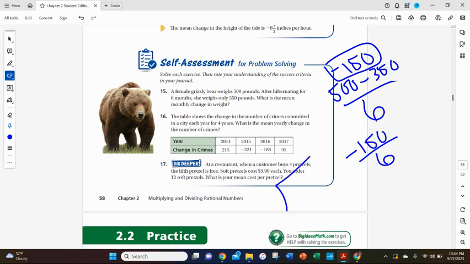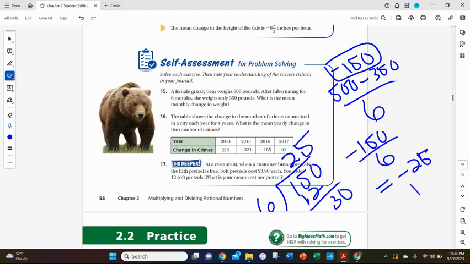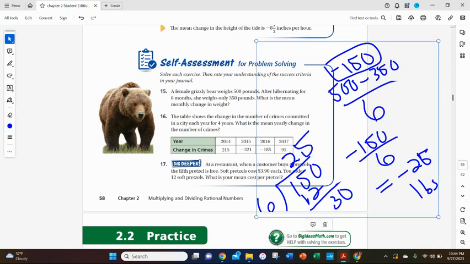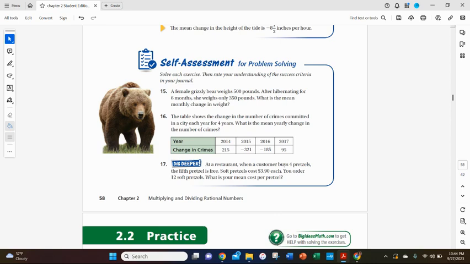So unfortunately, you can't use a calculator, so you're going to have to do some division. So 6 goes into 15 twice. That's 12. 6 goes into 30 5 times. So the average mean monthly change is a negative 25 pounds. Negative 25 pounds. Well, that's a pretty good problem. Let's take a look at one more word problem. And let's do this dig deeper one.